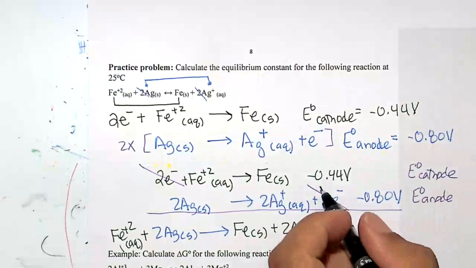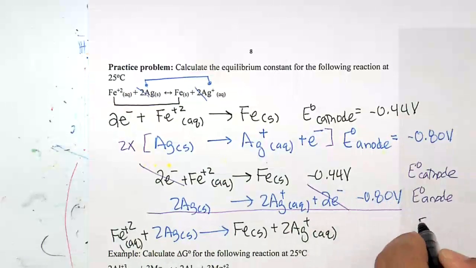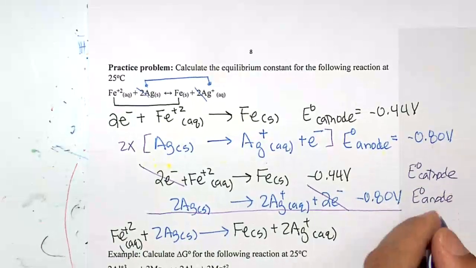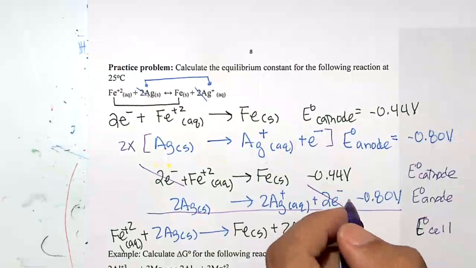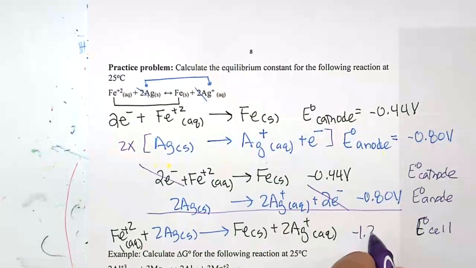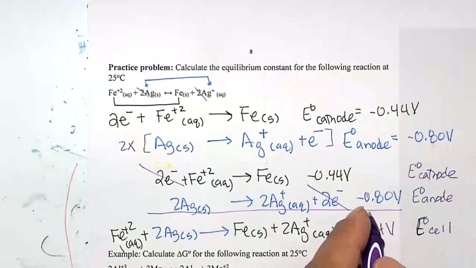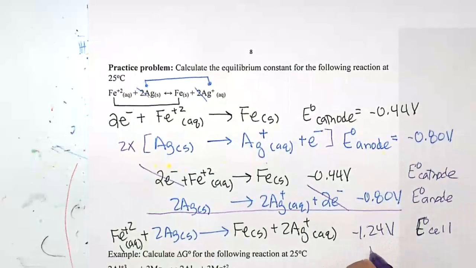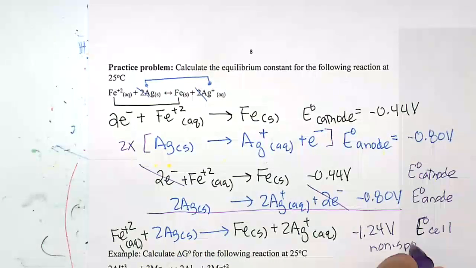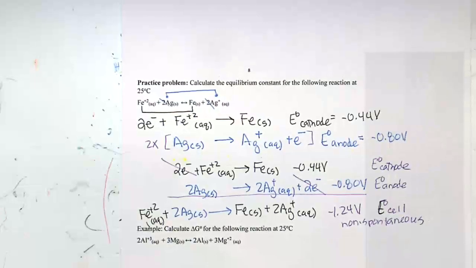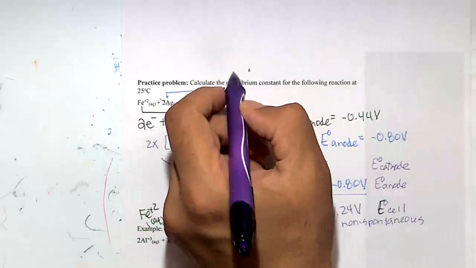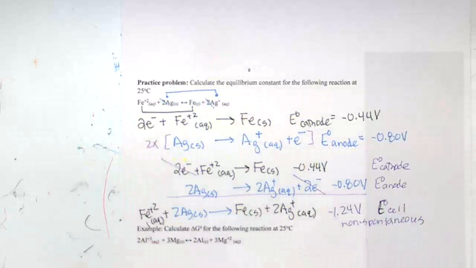All right, and then E cell would be minus 0.44 minus 0.80. And what is that on our calculator? Minus 1.24, okay? Non-spontaneous. This is a dead battery, okay? So that is the standard voltage. Okay, it's asking us to calculate the equilibrium constant in this problem.